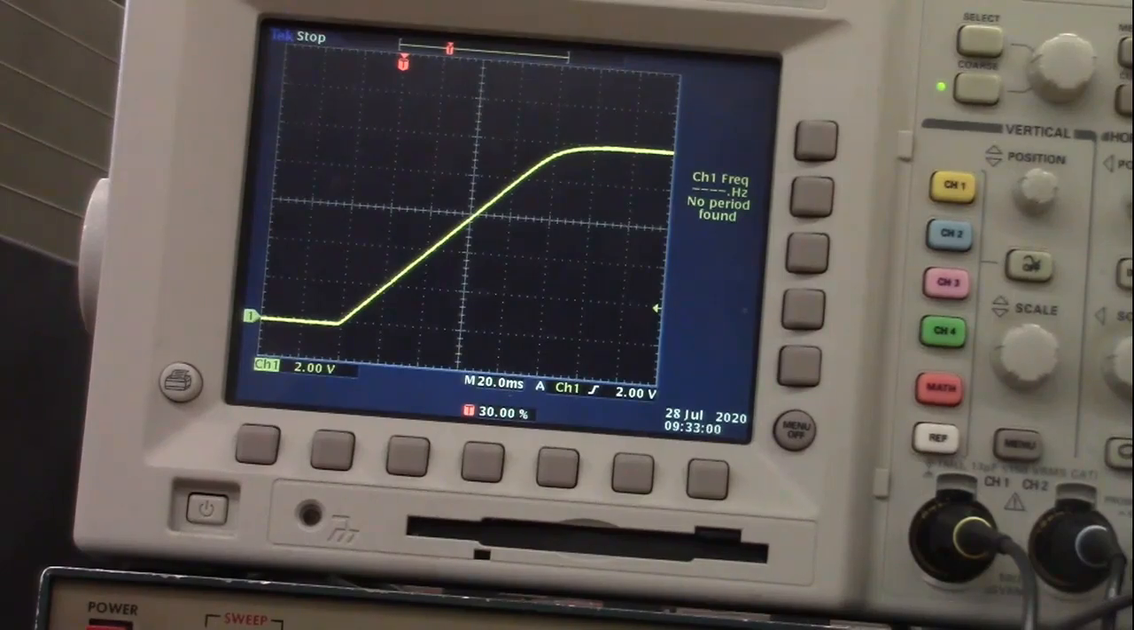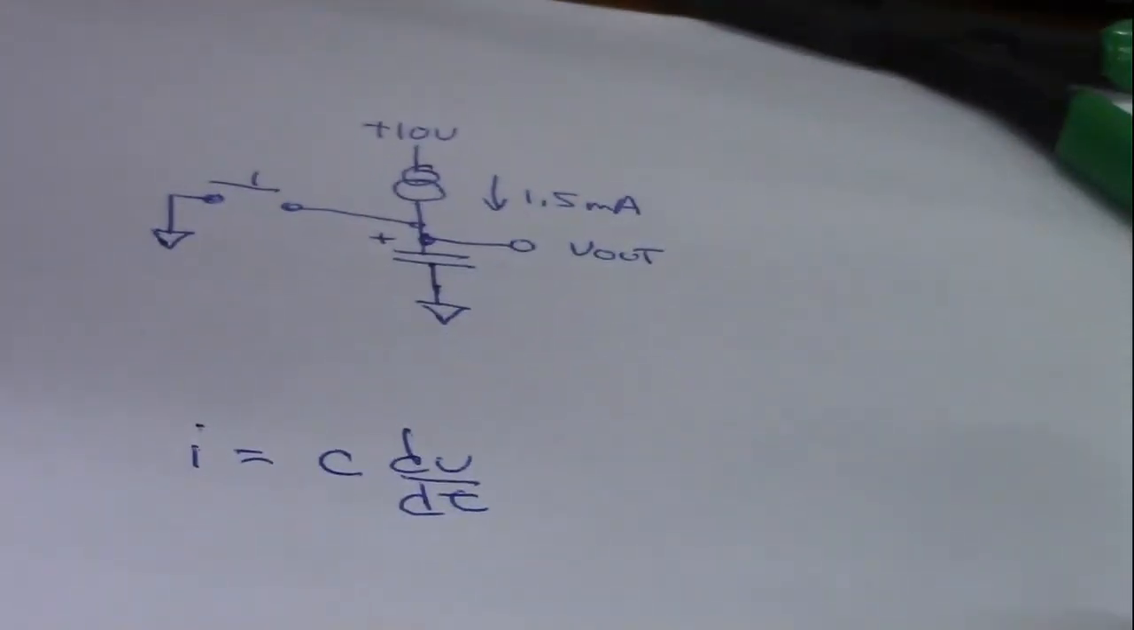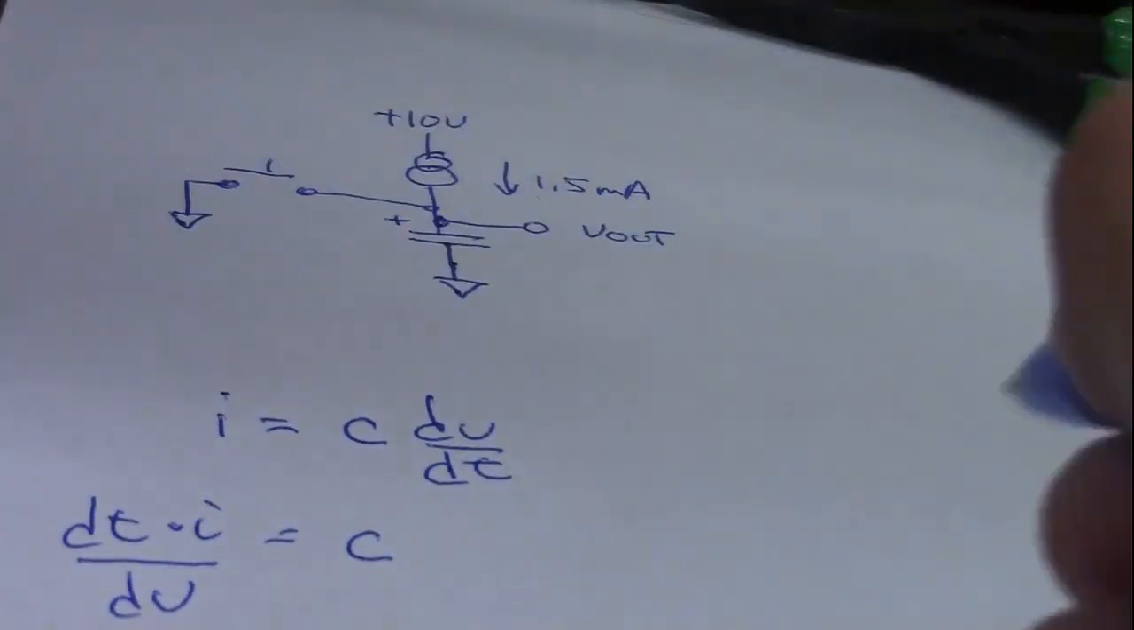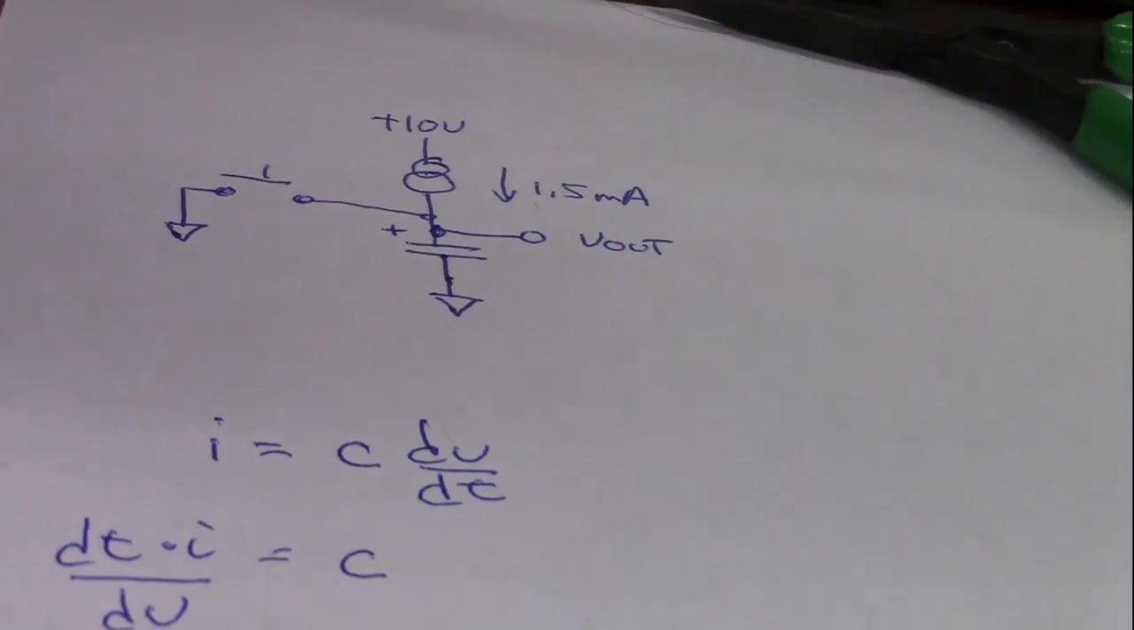Now, here's a question. What's the value of the capacitor? Well, I equals C dV/dt. That means that C is equal to dt times I over dV. Well, to figure that out, we know that I equals 1.5 milliamps, and we have to go back to our oscilloscope to figure out what dV/dt is.